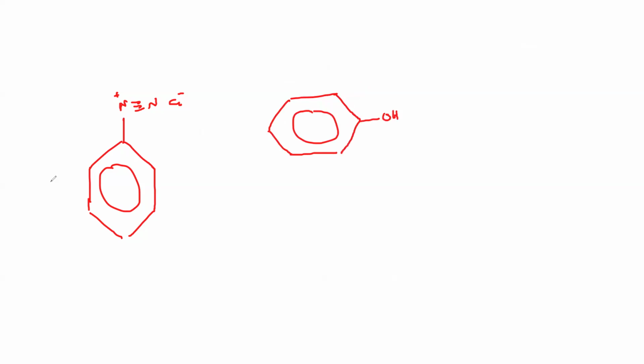So we reacted with a phenol. Now what will happen? This Cl will be removed from here, and when this Cl is removed, this nitrogen will take the electron back. So what we are left with: this Cl is removed from here and one of the H is removed from here.